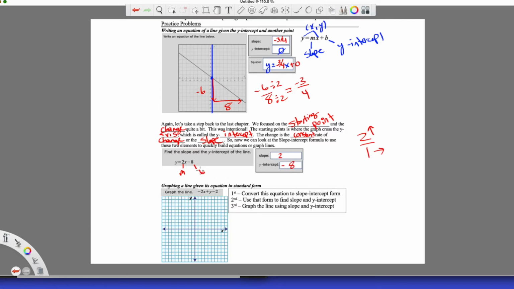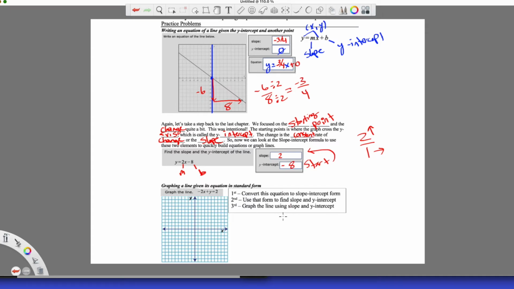This is a b. For some reason that started to look like a 6. So this would be my starting point. I would literally take the graph, go down to -8. From there, I'd go up 2 and over 1. So you start here. That's why we call it the starting point. And then we use the slope from that point to move from point to point.